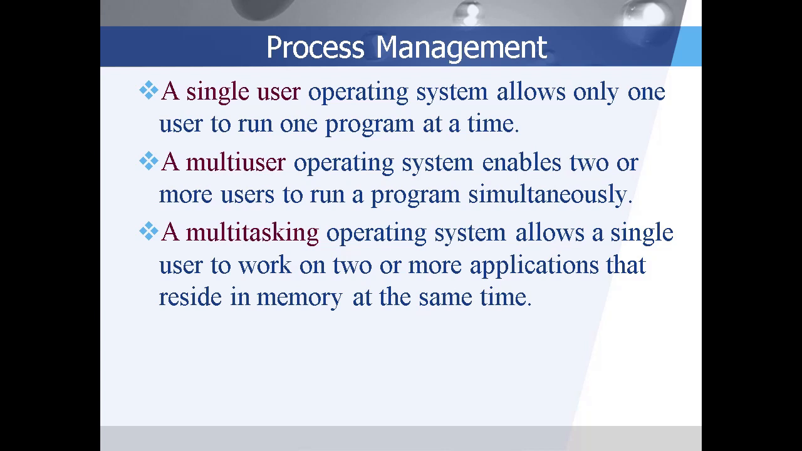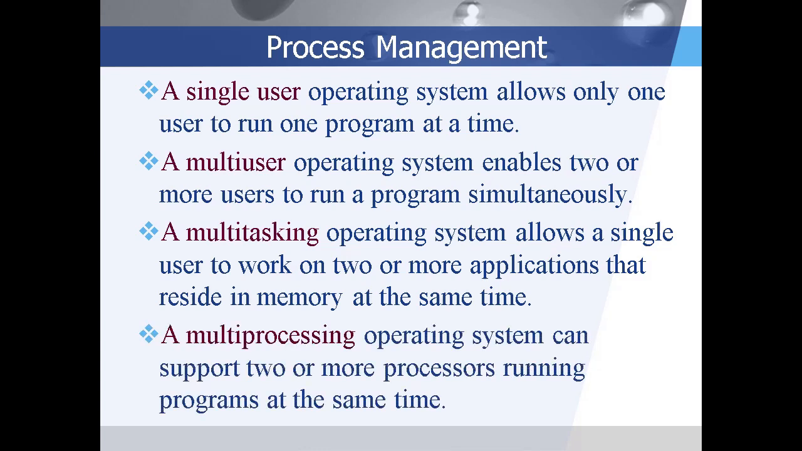A single-user operating system allows only one user to run one program at a time. Of course, nowadays, most operating systems are multi-user operating systems. A multi-user operating system enables two or more users to run a program simultaneously. A multitasking operating system allows a single user to work on two or more applications that reside in memory at the same time. A multiprocessing operating system can support two or more processors running programs at the same time. Processors or cores.